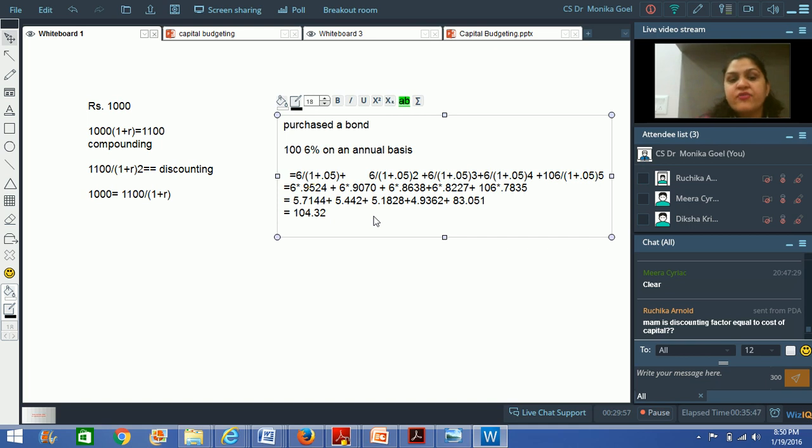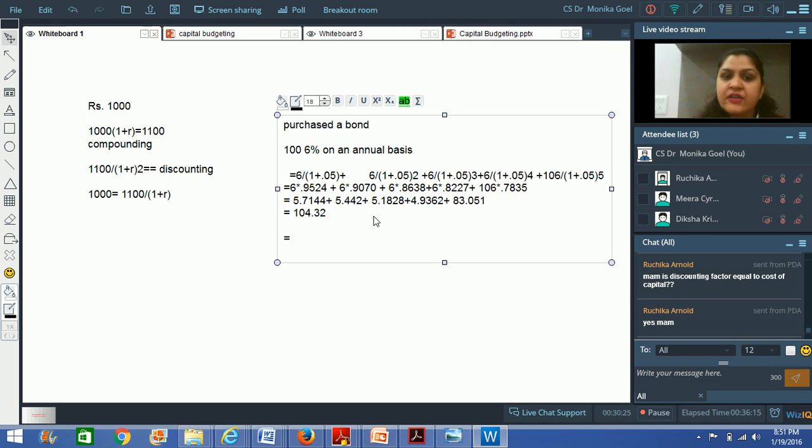So the present value of this bond, the market price of this particular bond, can be 104.32, right? So even if you're getting this bond for 104 rupees today, and if you're getting an interest at the rate of 6% on this particular bond, it would be a no profit, no loss situation for you. You're getting my point? The present value of this bond at 5% cost of capital, this is applicable when the cost of capital is 5%.